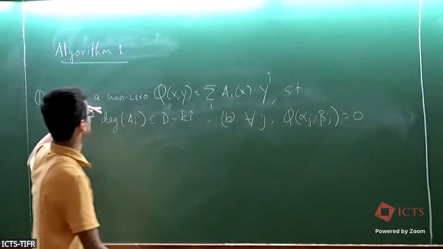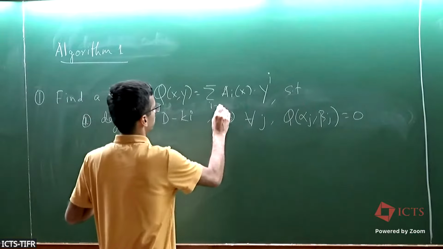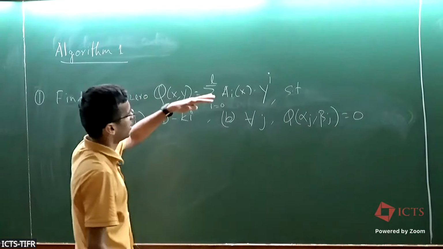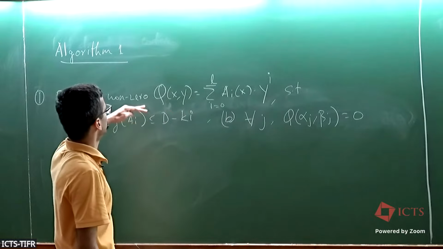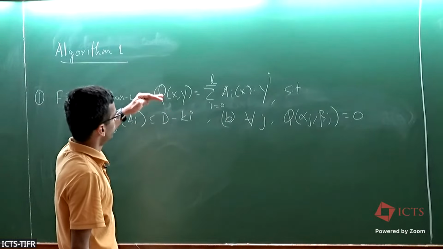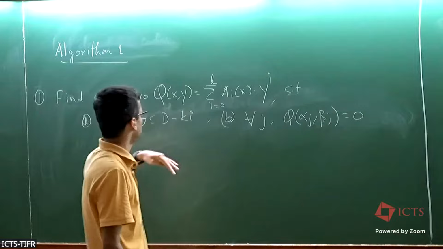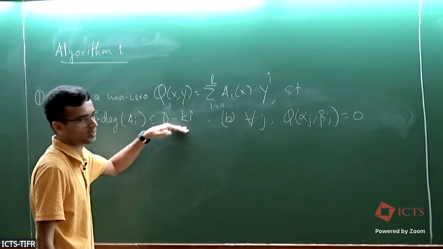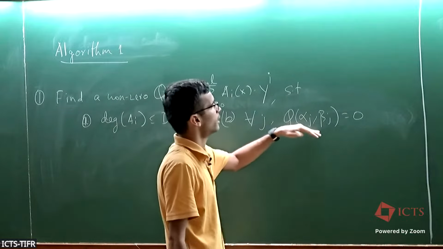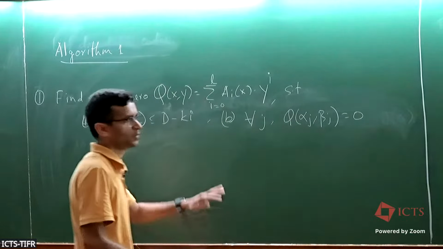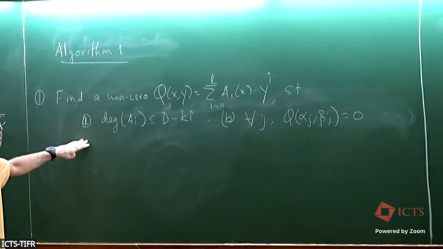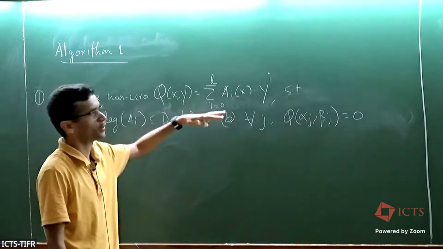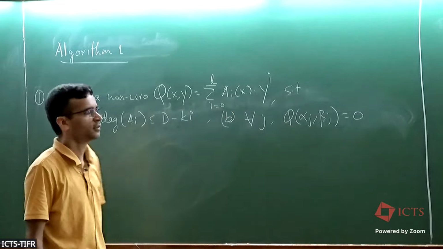So we find ourselves a Q with, let's say, i going from 0 to L. L is also a parameter we'll pick later. So we want a Q of x, y with y degree L, such that the degree of each A_i is at most D minus k times i, and for every j, Q of alpha_j comma beta_j is 0. This is the first step, the adapted interpolation step. What changed was that the Y degree of Q is no longer 1, it's something larger.